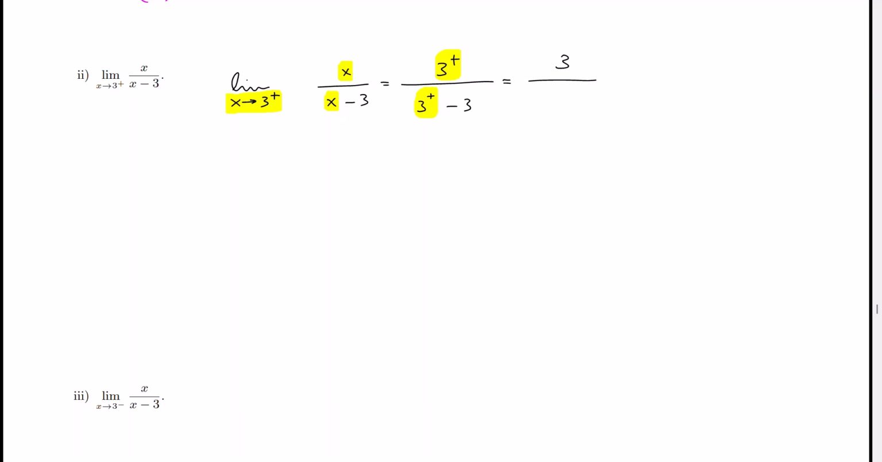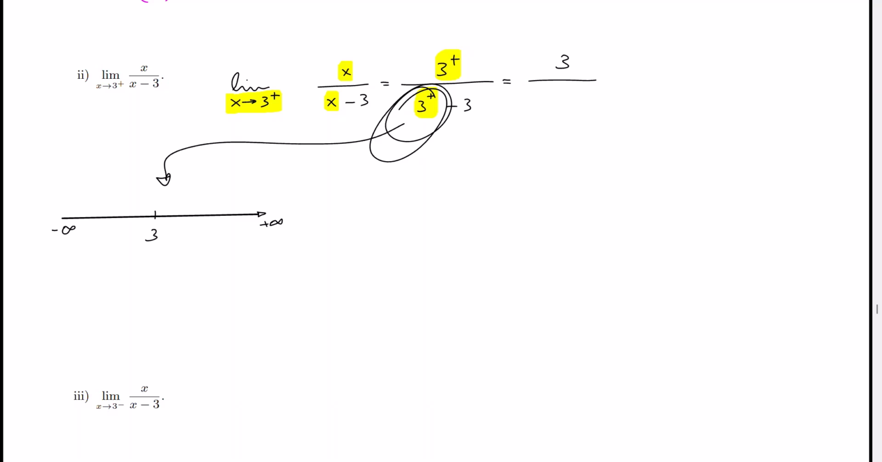On the denominator, I have a 3 plus and a negative 3. So let's see what we're dealing with here. So this is the real number line, which represents all the numbers in the universe from negative infinity to plus infinity. Here's the 3 that we care about. And now we are going to wonder, where is 3 plus? Well, turns out that 3 plus is slightly bigger than 3. So think 3.0001 or 3.0125 or whatever. It's a number to the right side of 3.